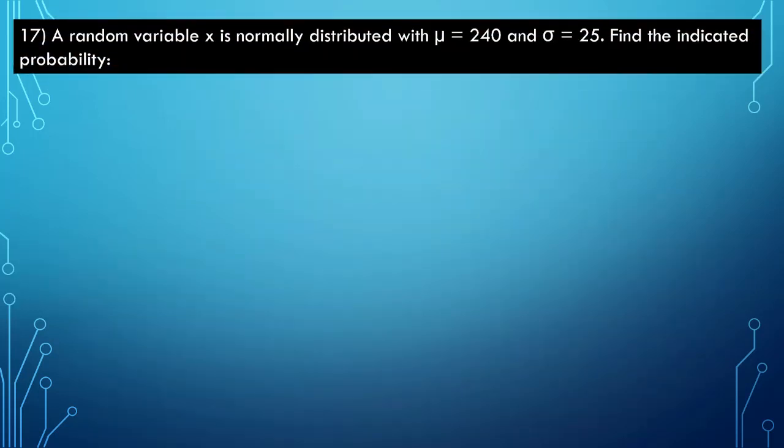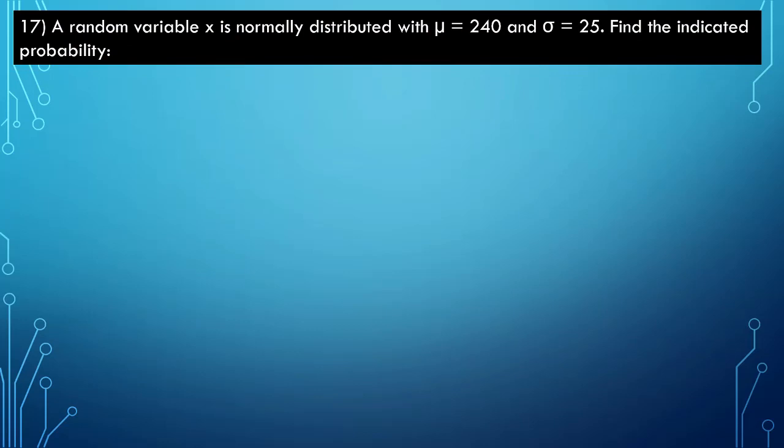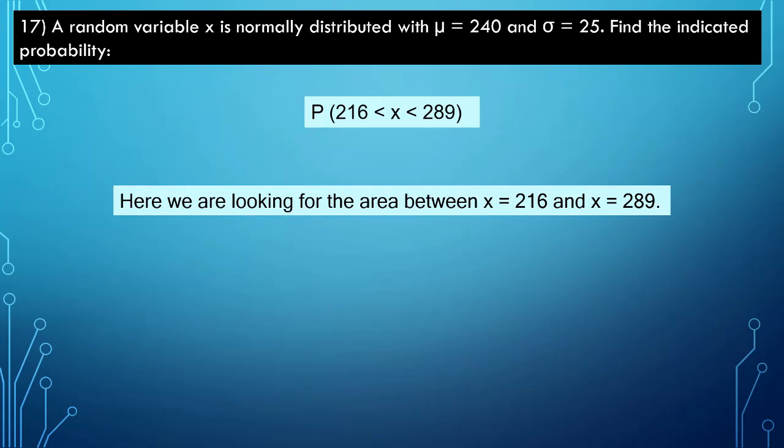Number 17. A random variable x is normally distributed with mu equals 240 and sigma equals 25. Find the indicated probability. So we're looking for the probability that x falls between 216 and 289. So here we're looking for the area between these two x values. We're going to find the z-scores for each one of these, which will lead us to table values that represent area to the left, and we'll subtract the two areas, and we'll figure out the area between.